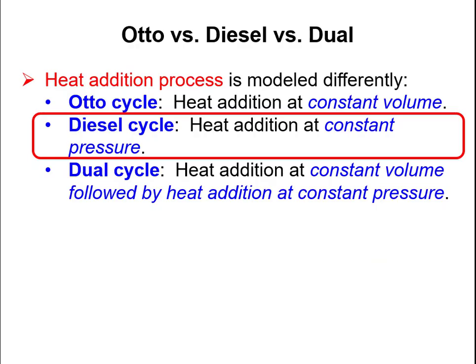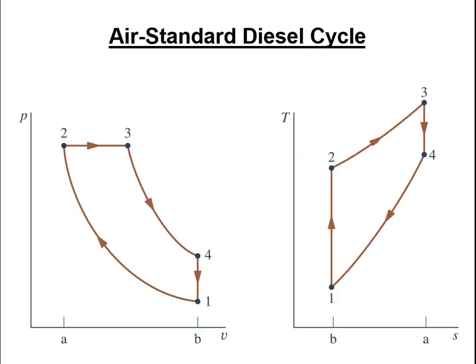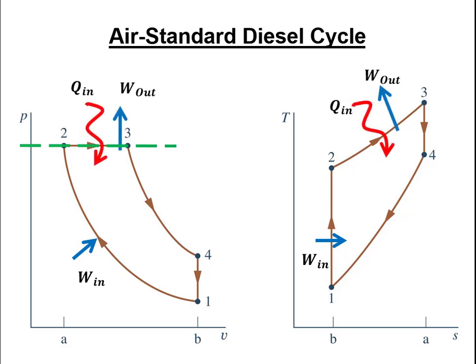The difference is that when we do the diesel cycle, we'll assume that heat is added at constant pressure. So here, if we look at our PV diagram, state 2 to 3 happens at a horizontal line where the pressure is constant. So if we look at each of our processes, as we go from state 1 to state 2, we're compressing the fluid. So we're putting work in. Now state 2 to state 3, we're adding heat, but because this is now a horizontal line and not a vertical line, we're also producing work.